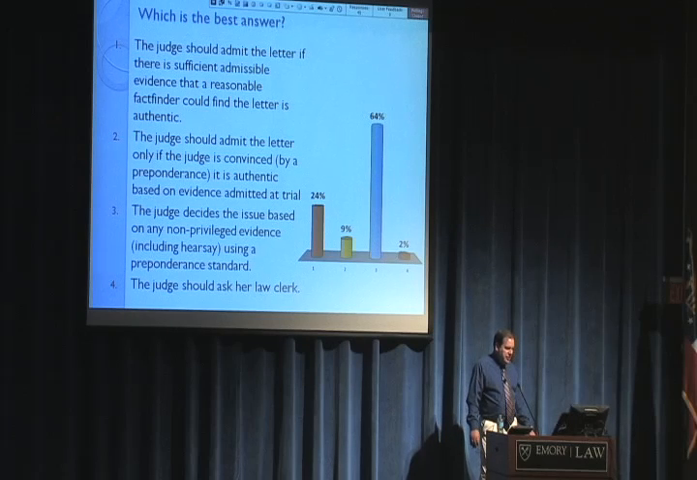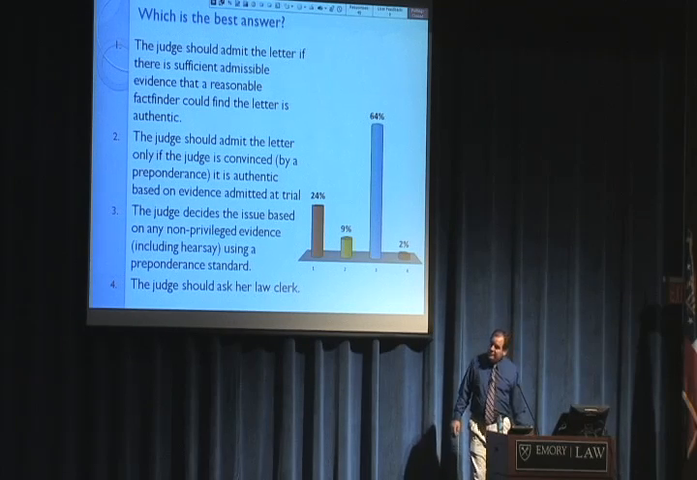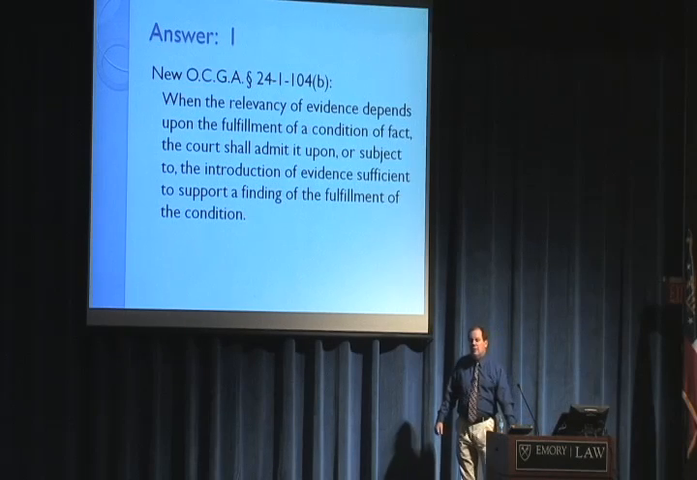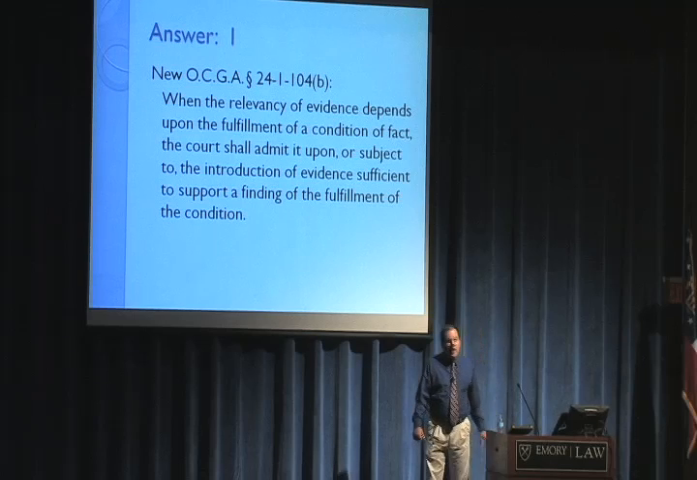And the correct answer is 1. So a quarter of you are going, yes. The other 75% are going, what? All right, this is the other kind of evidence objection we get at trials.